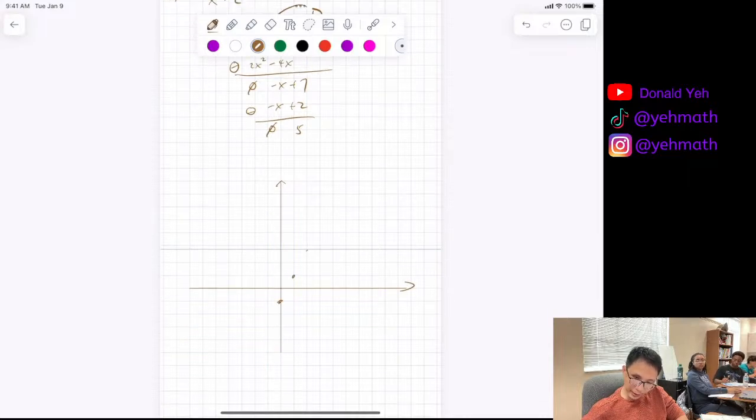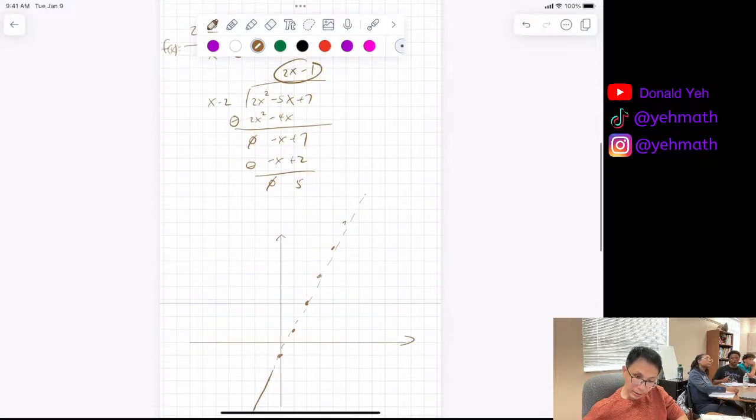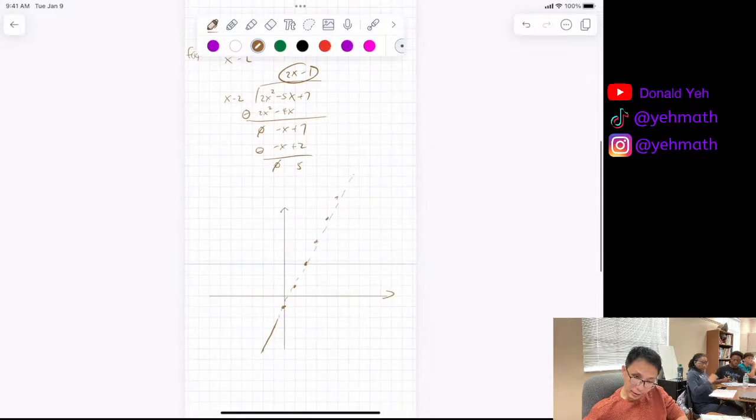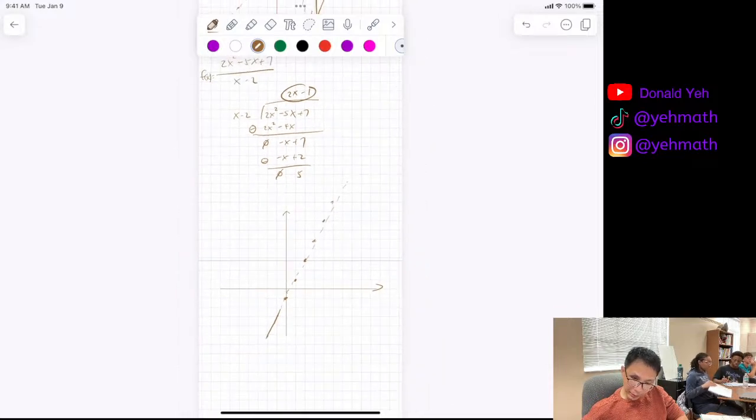This is the slope like this, because it has a slope of 2. Sorry, it's going to be like this. And then at 2, it's going to have this. And the y-intercept is at negative 3.5. So it's roughly right here.